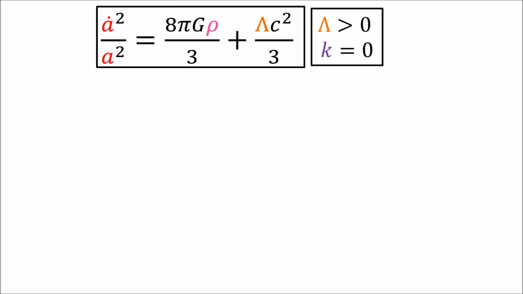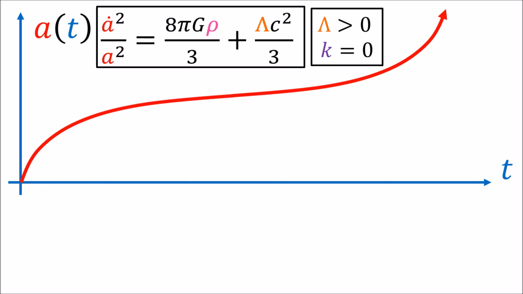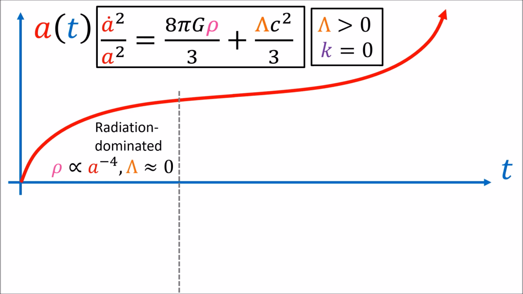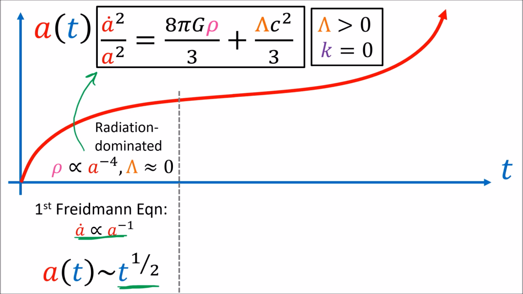As we've already seen, a flat universe with positive cosmological constant evolves like this, starting with a big bang, followed by deceleration, then transitioning to acceleration. The CMB radiation is leftover evidence of an early universe dominated by radiation, where energy density changes as a to the -4 and lambda is negligible. Solving the Friedmann equations gives us a scale factor that grows with time to the power of 1/2.